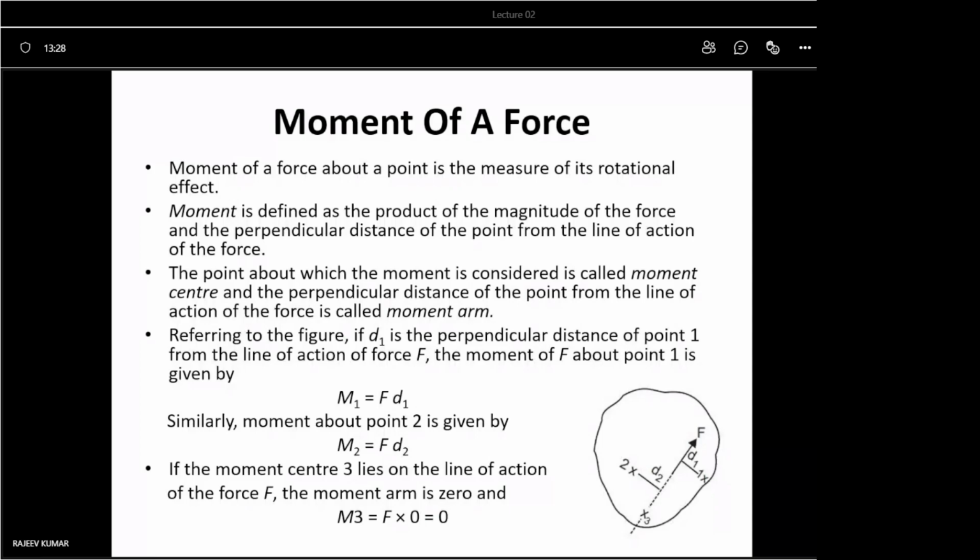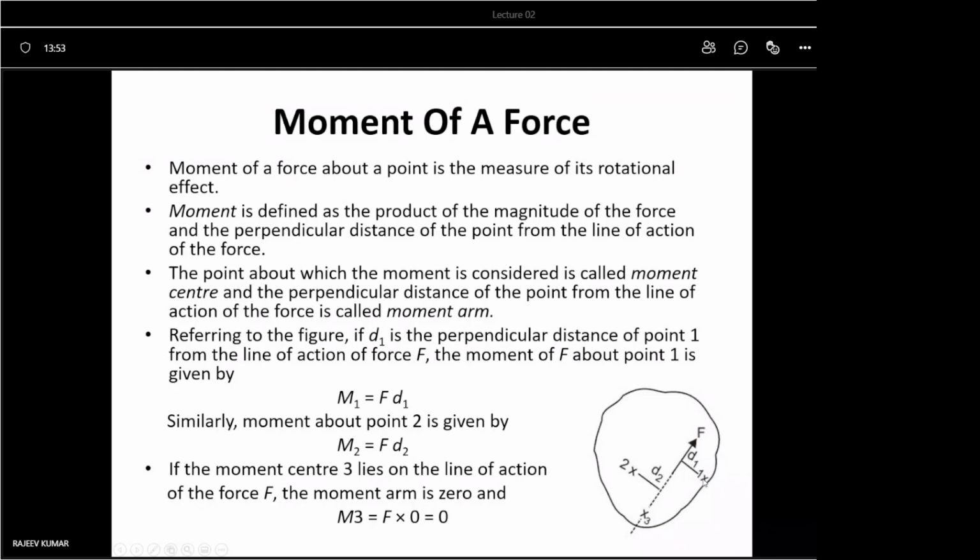The moment is the product of the magnitude of the force and the perpendicular distance of the point from the line of action of the force. This is the perpendicular distance. If you apply the force here, you will get a rotational effect about this axis and it will get rotated.